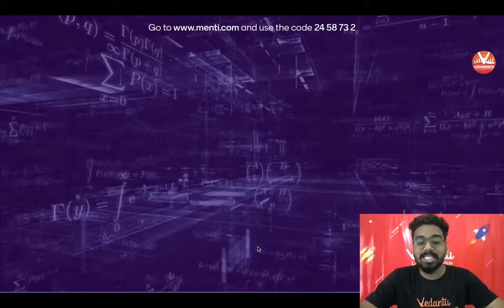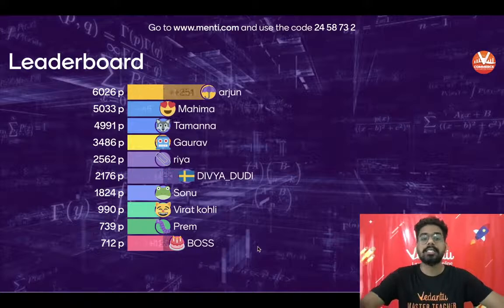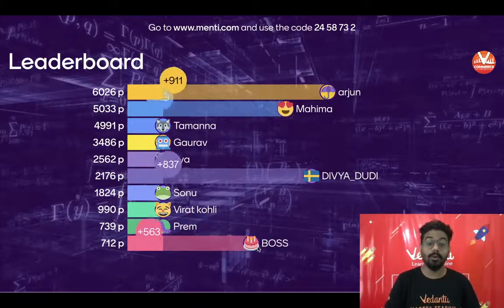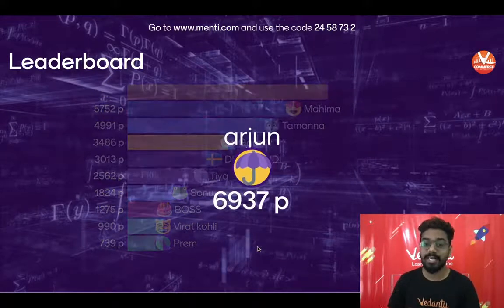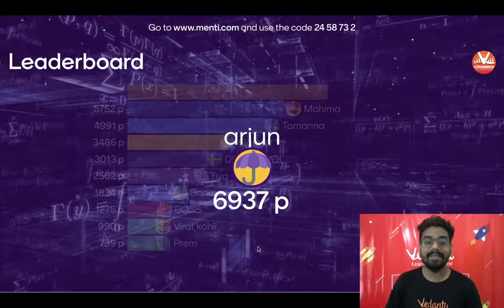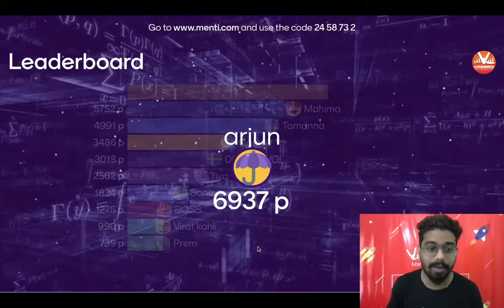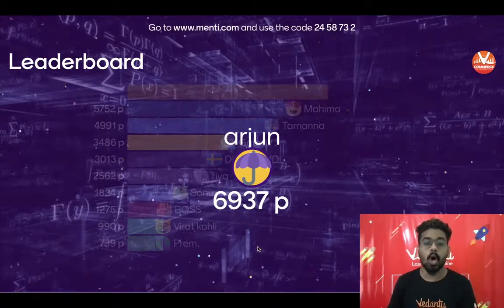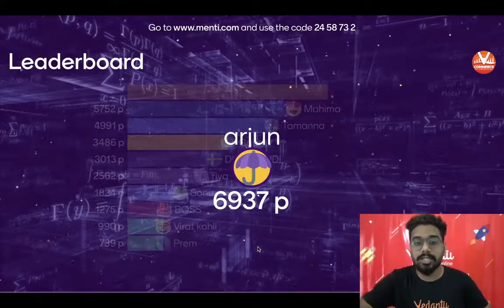उससे पहले let's see who is the winner over here. So congratulations, Arjun is the clear winner, and Mahima was in a very tough competition with him, and then Tamanna, and then who is this? Gaurav, very good Gaurav. Divya, and then Riya, Sonu, Boss, Virat Kohli, and Prem. So this is the result of today's session.